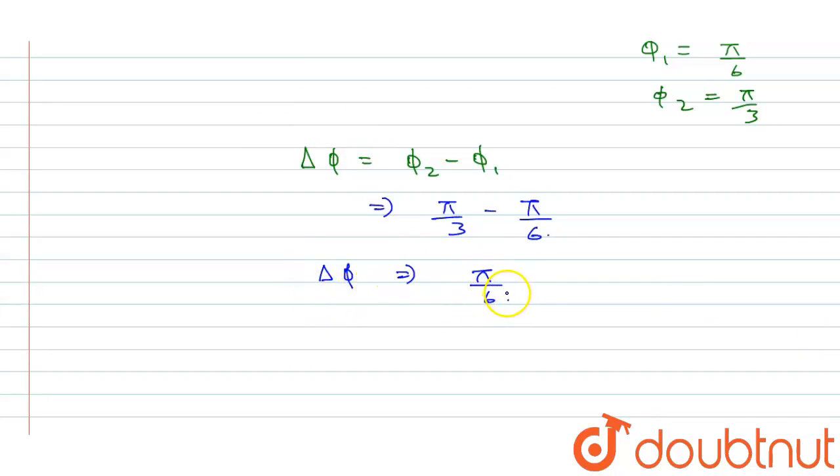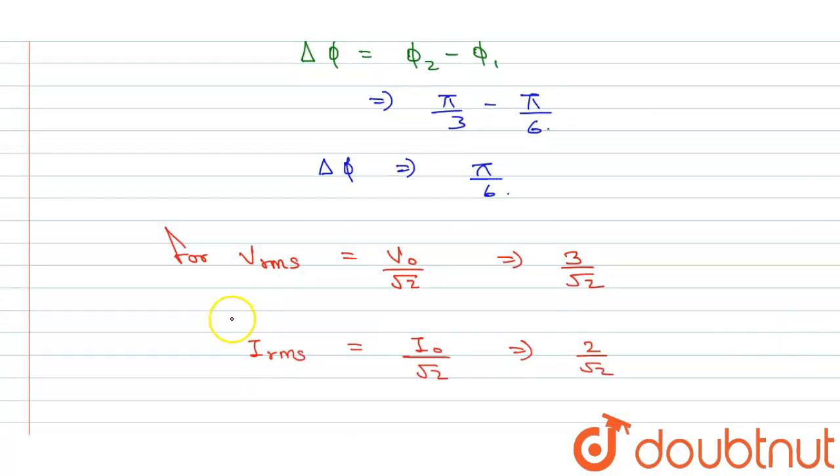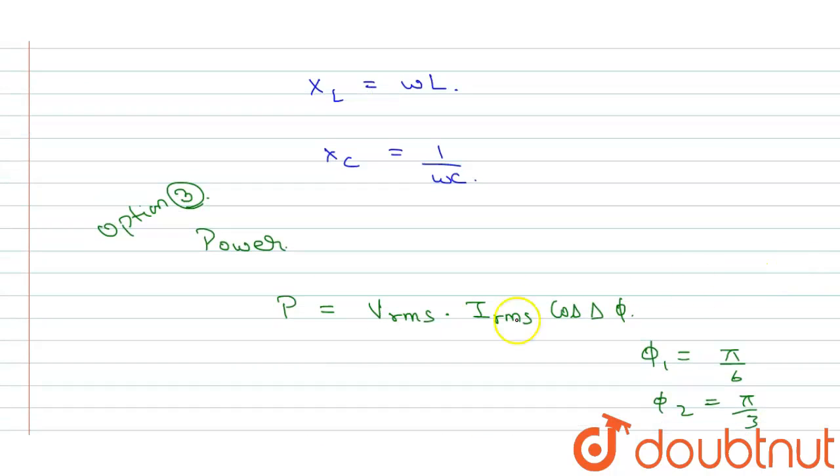Now we also have to calculate the Vrms. Vrms is equal to V0 by root 2, and similarly Irms will be I0 by root 2. The value of V0 is 3 by root 2 and the value of I0 is 2 by root 2. So putting all these values of Vrms, Irms and delta phi in the equation of power.